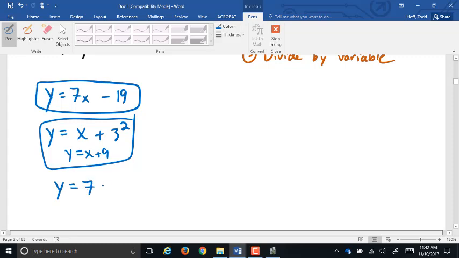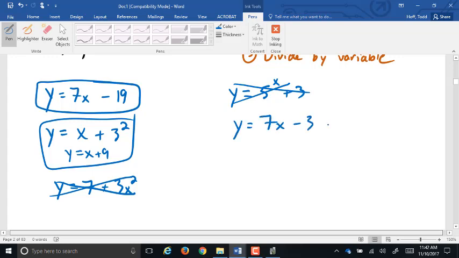Y equals 7 plus 3x squared. How about that one? Why not? X squared. The squared is with the variable. Y equals 5 to the power of x plus 3. Why not? 5 to the power of x. X is in the power in that one.